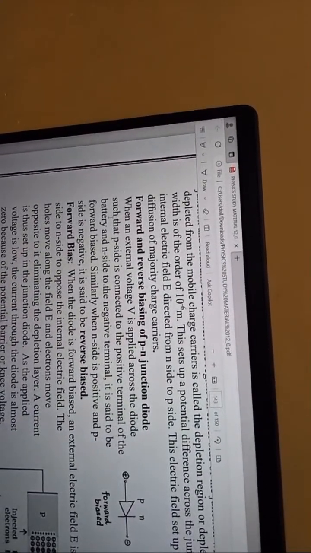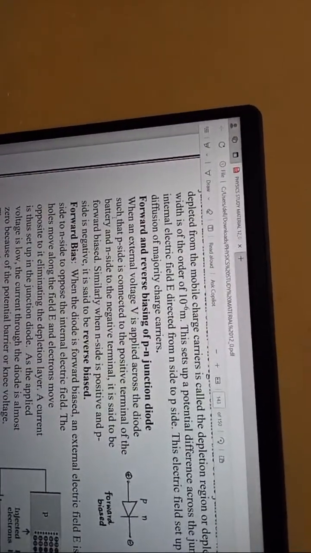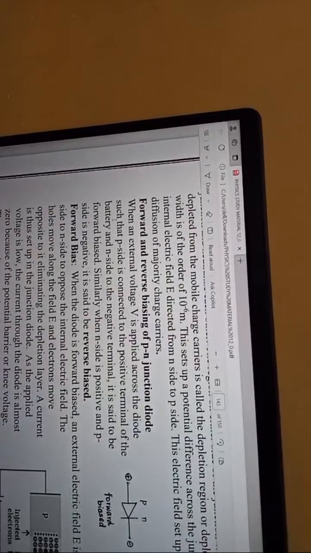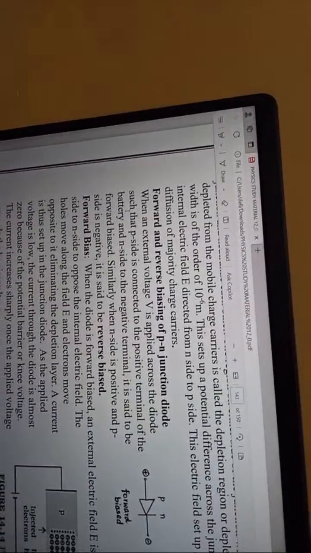As the applied voltage is low, the current through the diode is almost zero. Because of the potential barrier or knee voltage, the current increases sharply once the applied voltage exceeds the barrier voltage.